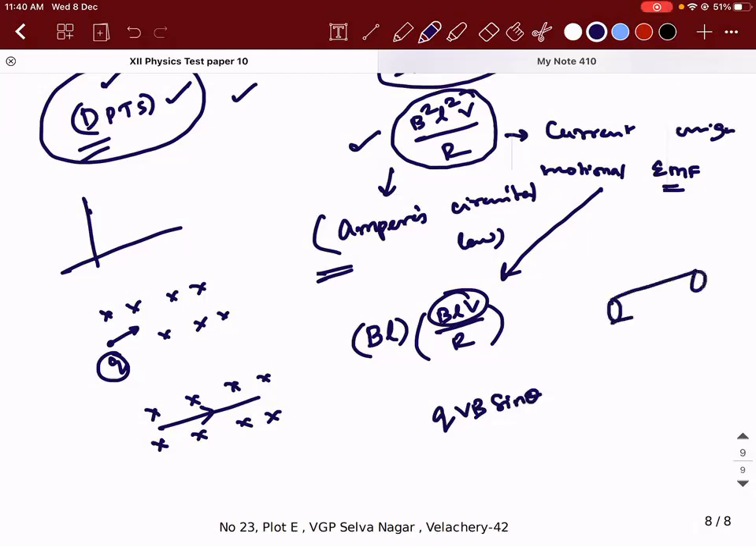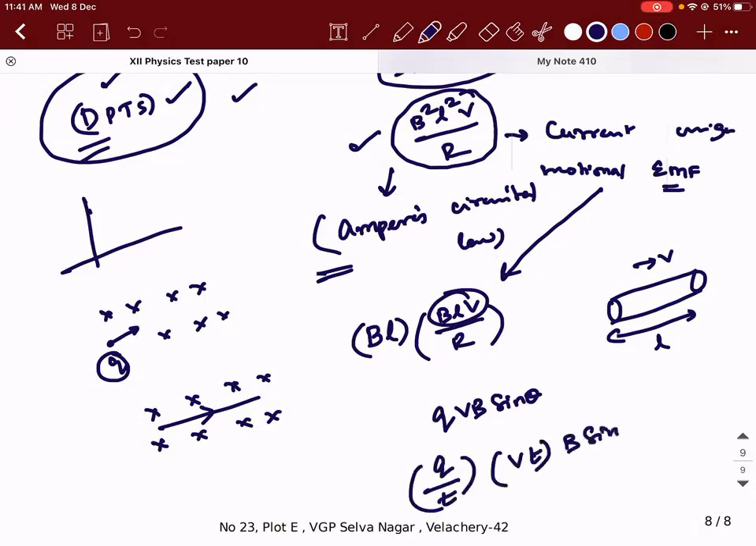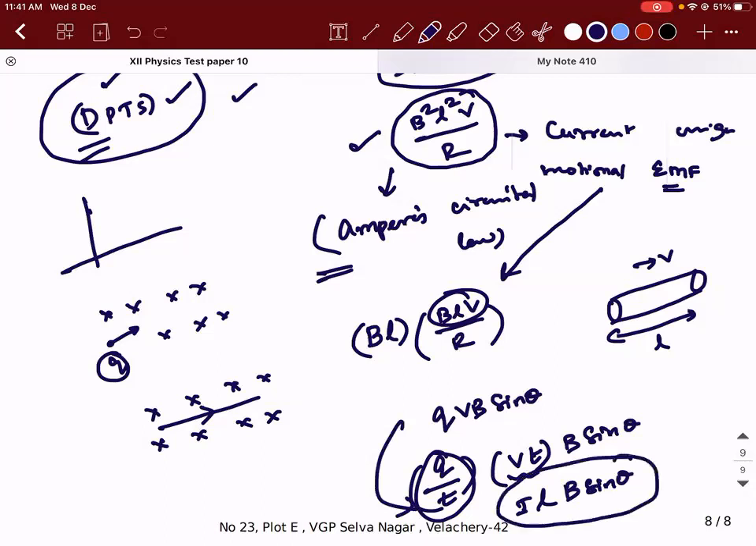So if I take a conductor, let's say it has a length L and the speed inside is V. So I divide it by time and multiply it by time, and I put a B and a sin theta. What is Q divided by T according to physics? Is it not current? V into T is how much? Speed into time is displacement, into B into sin theta. Did you understand? This is a simple conversion. That's it. So it is I into L into B sin theta.